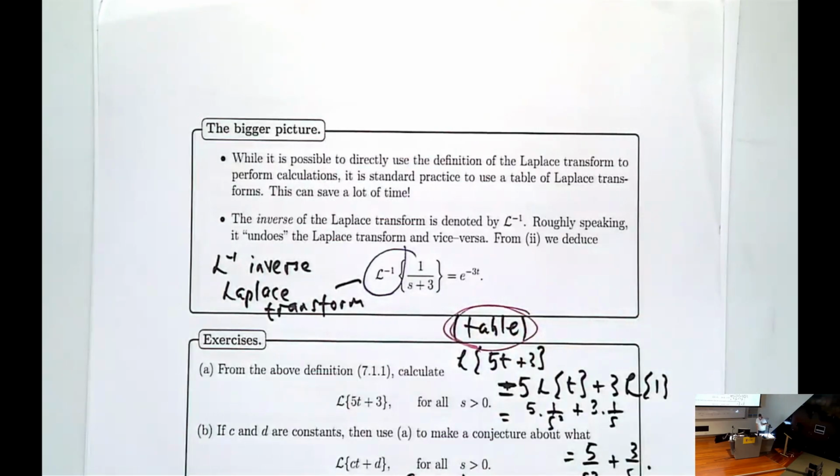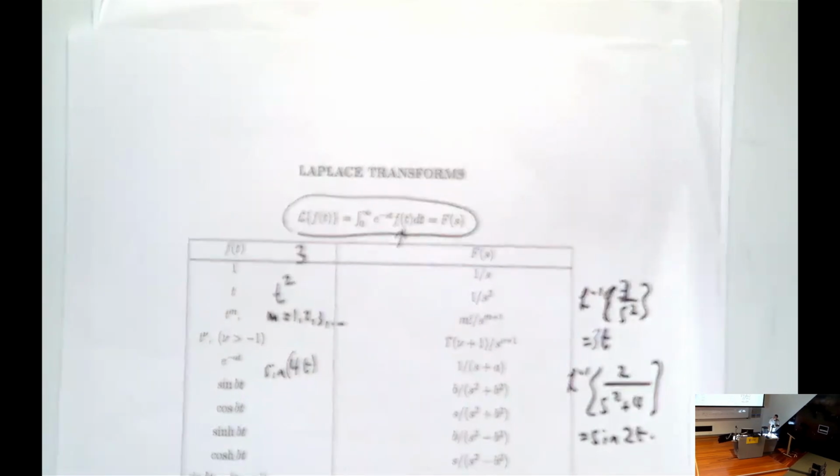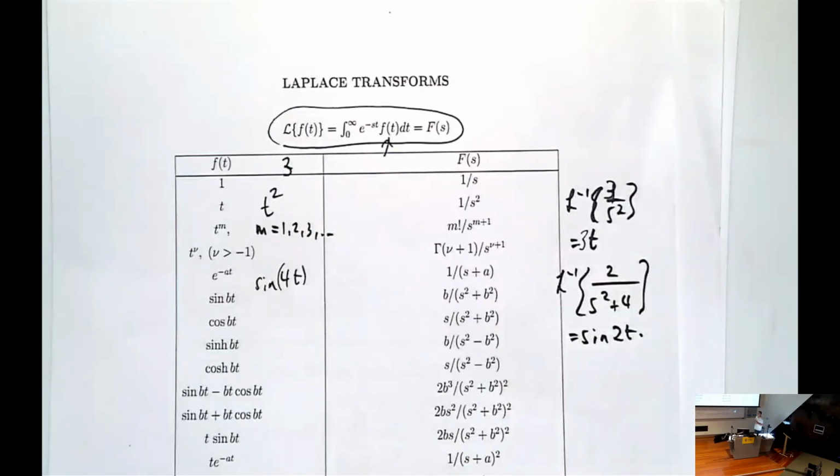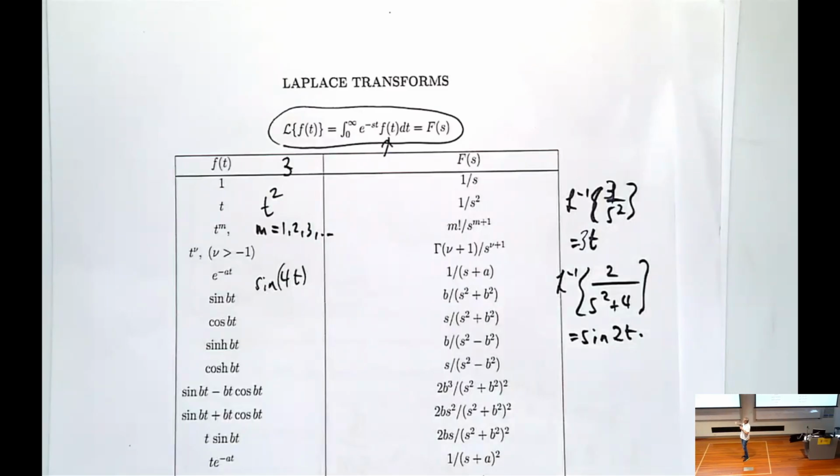Let's have a look, see if I've got a table here. Yeah, here's an example of a table. This is in the lecture notes that I've given you. The one that you get in the final exam isn't quite as comprehensive as this, but it's still got everything you need. Down the left-hand column, you've got functions of t.